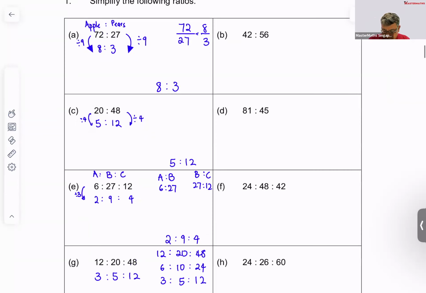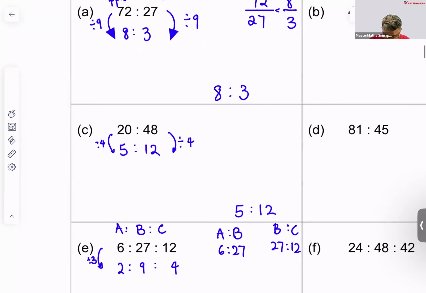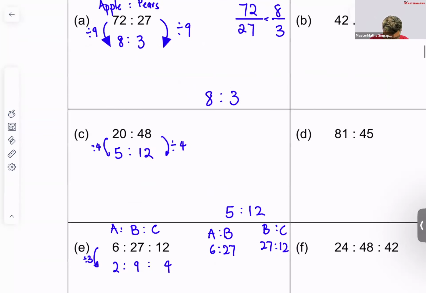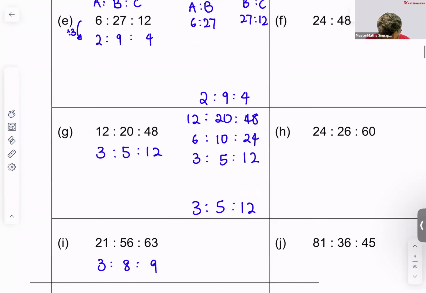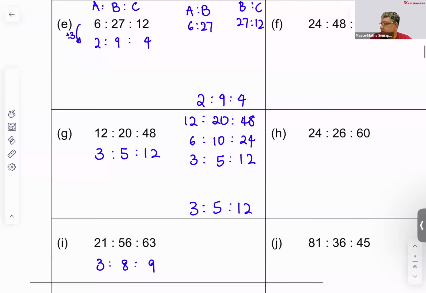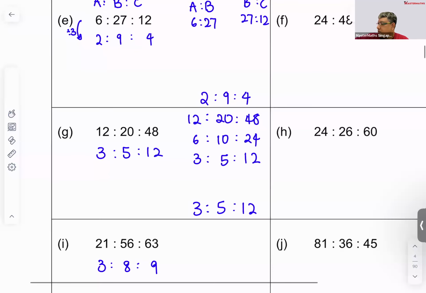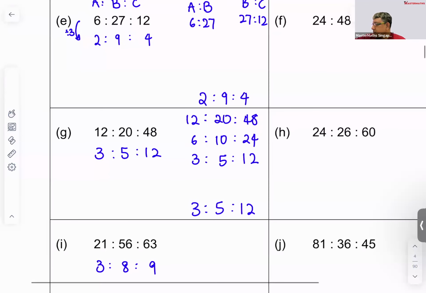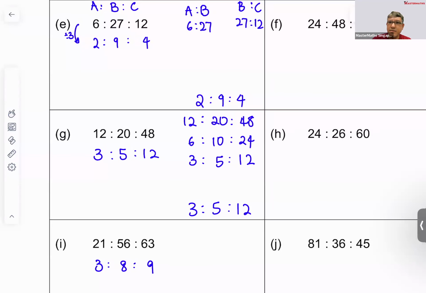Okay, Nora, once you finish copying, let me know. A and C done, Nora. E and G and F. At any point you don't understand, ask. How you get 3? 21 divided by 7, 56 divided by 7, 63 divided by 7. That's how I get the answer. Okay? Zikri, done the whole column, this one? Not yet.